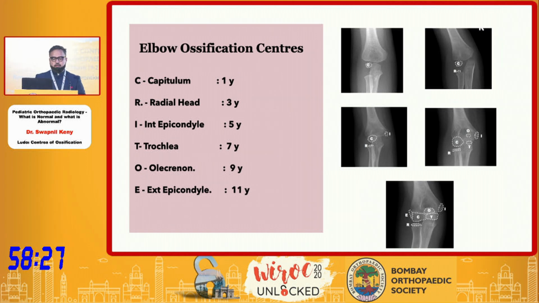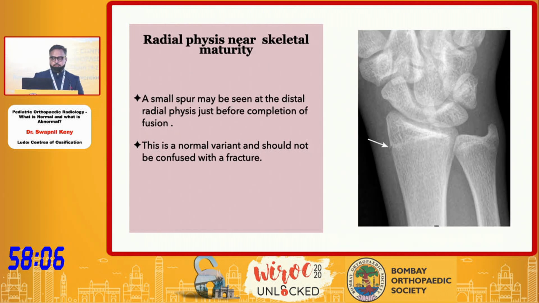The elbow ossification centers we all know of. The capitulum comes about 1 year, radial head about 3 years, medial epicondyle about 5 years, trochlea 7 years, olecranon 9 years, and the lateral epicondyle by about 11 years. And this mnemonic called CRE-TO is something we need to remember and not mistake for an injury.